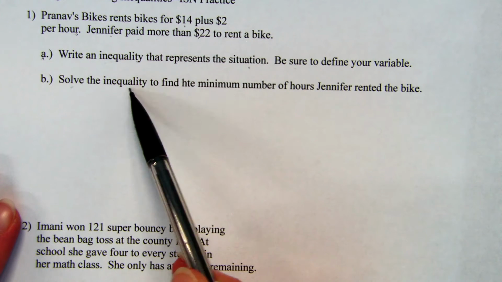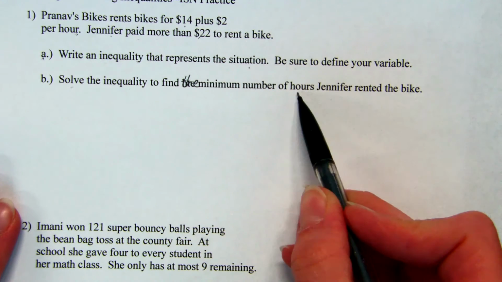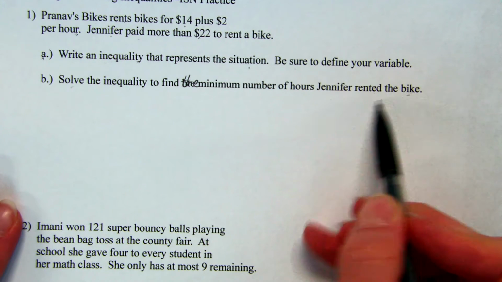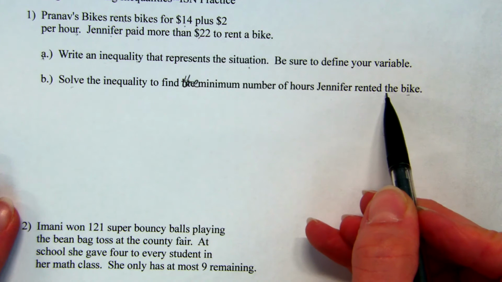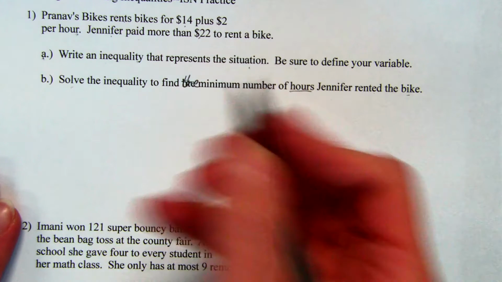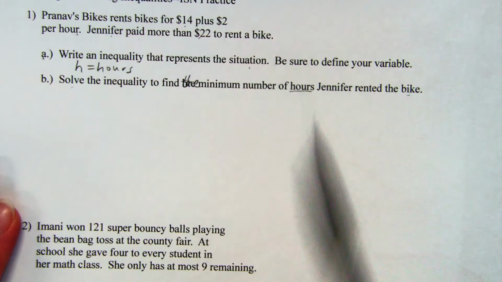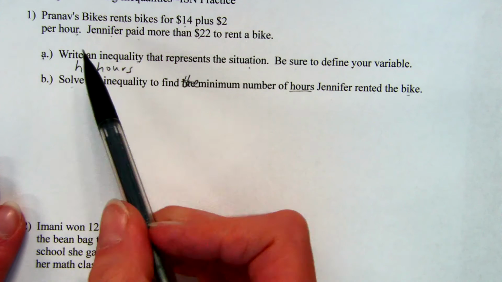B, solve the inequality to find the minimum number of hours Jennifer rented the bike. Part B is actually the part where we figure out what your variable is going to be, because we want to know the minimum number of hours. So up here we're going to say H is the hours that she rented the bike. Let's go back to the problem.